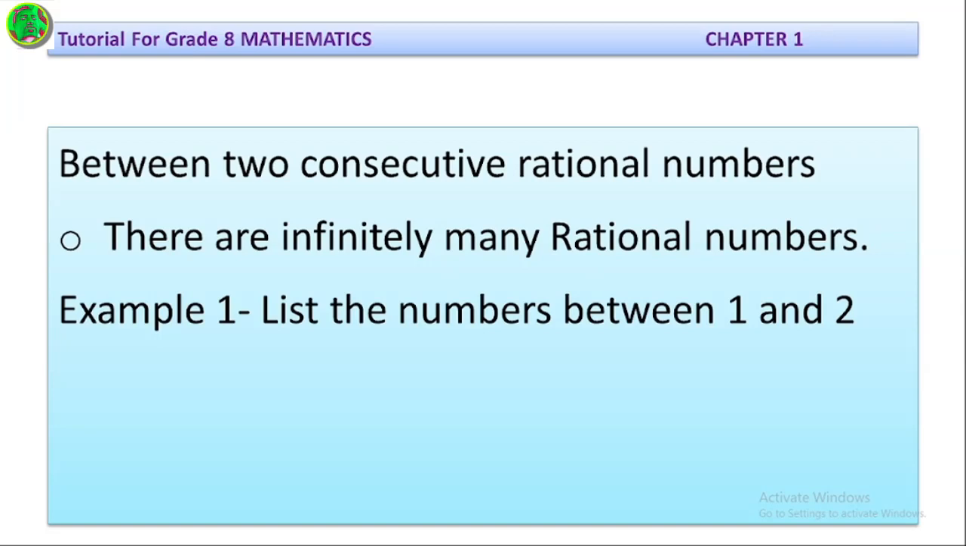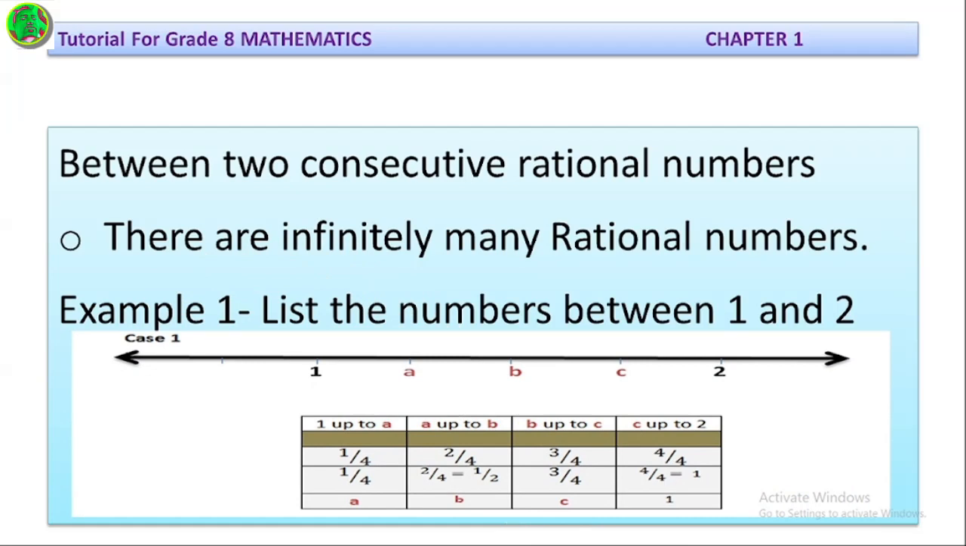Consecutive means following one after another. So 1 and 2 are consecutive rational numbers, so we can list infinitely many rational numbers between these two given rational numbers. So how can we determine?